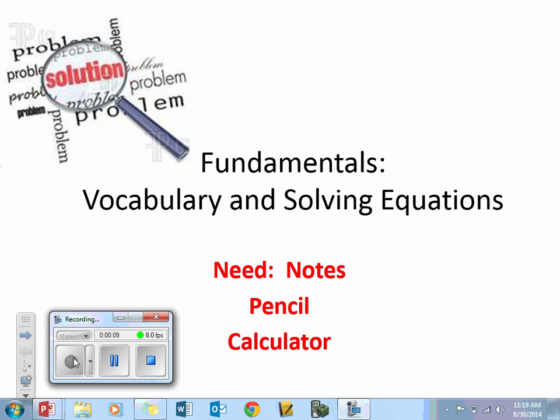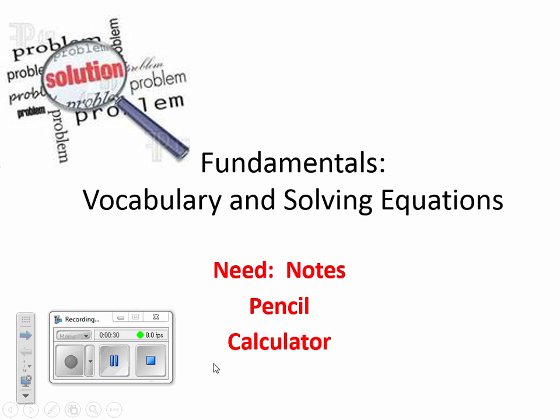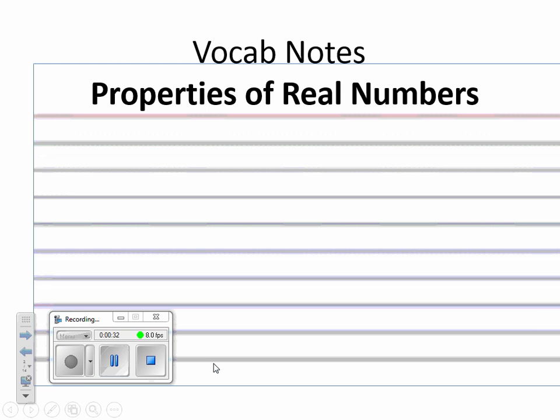We are going to talk about the fundamentals of algebra, and today we are going to just focus on vocabulary and solving equations. You need your composition notebooks to take notes, a pencil, and you may need a calculator towards the end of the video. All right, so here we go. We are going to start by talking about properties of real numbers.